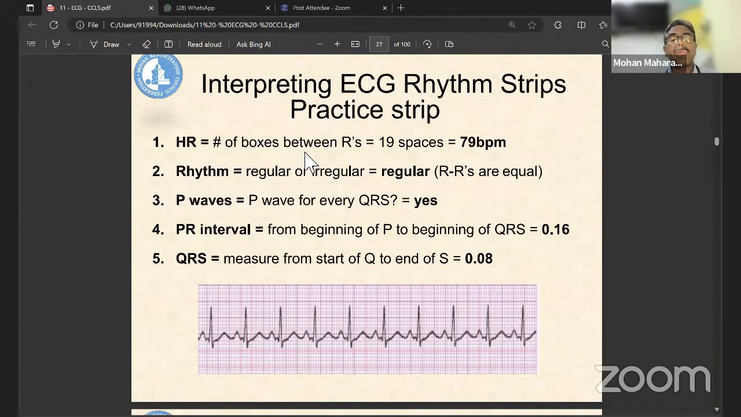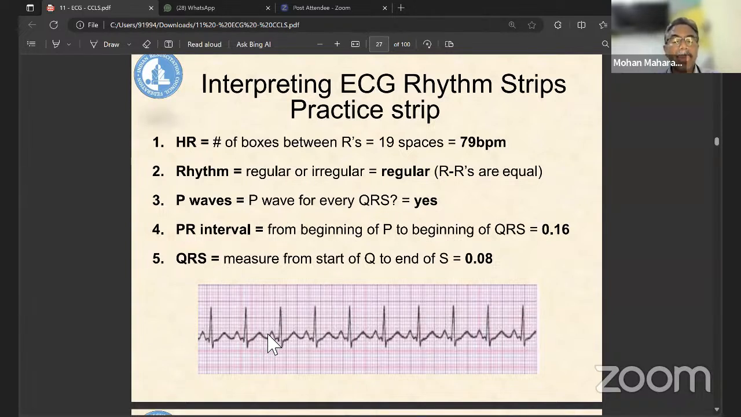For the boxes between the R waves, if there are 19 small boxes, that is 79 beats per minute. Is it regular or irregular? That means the distance between R and R is almost the same every time, so it is regular, with RR intervals equal continuously. Then, is there a P wave for every QRS? Yes, there is.